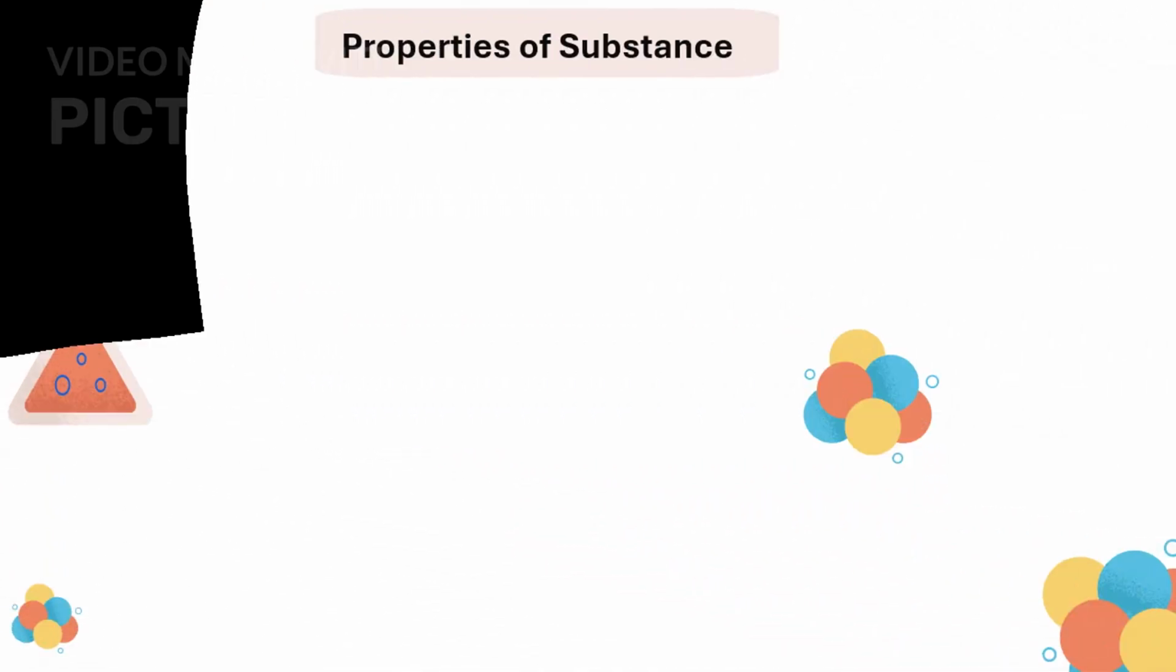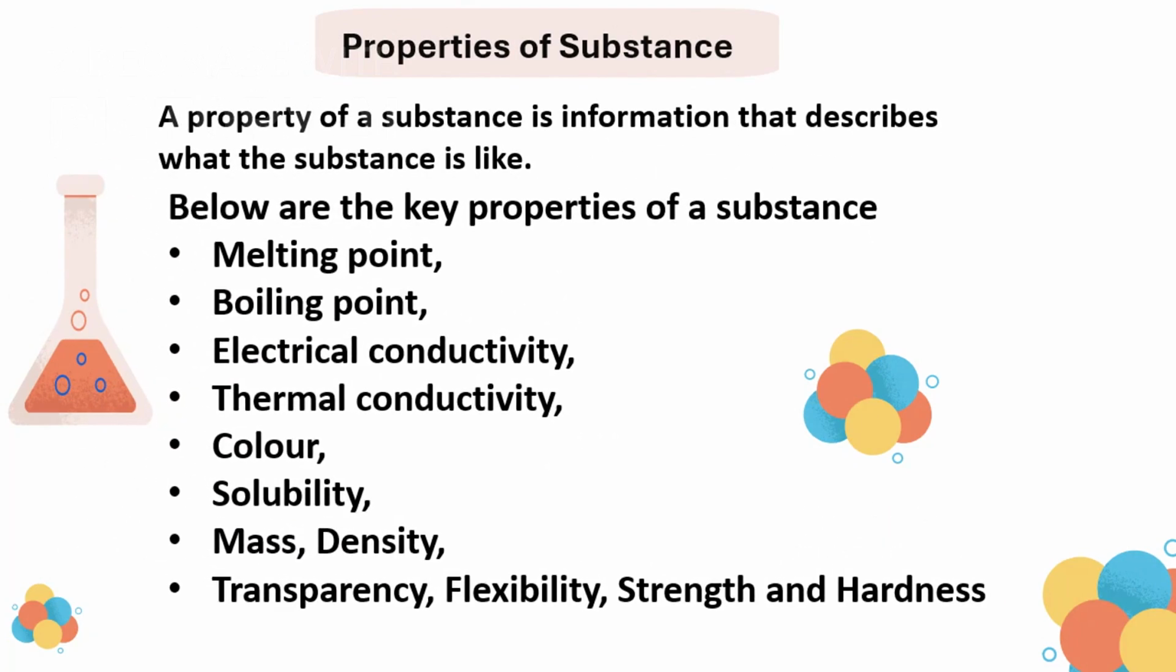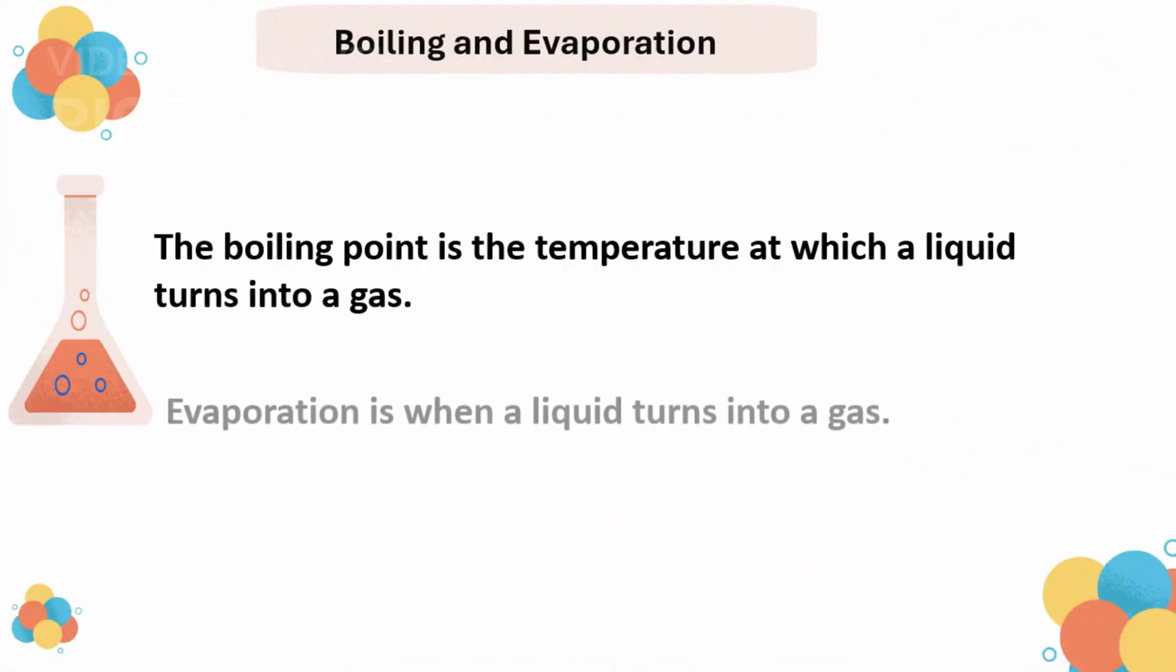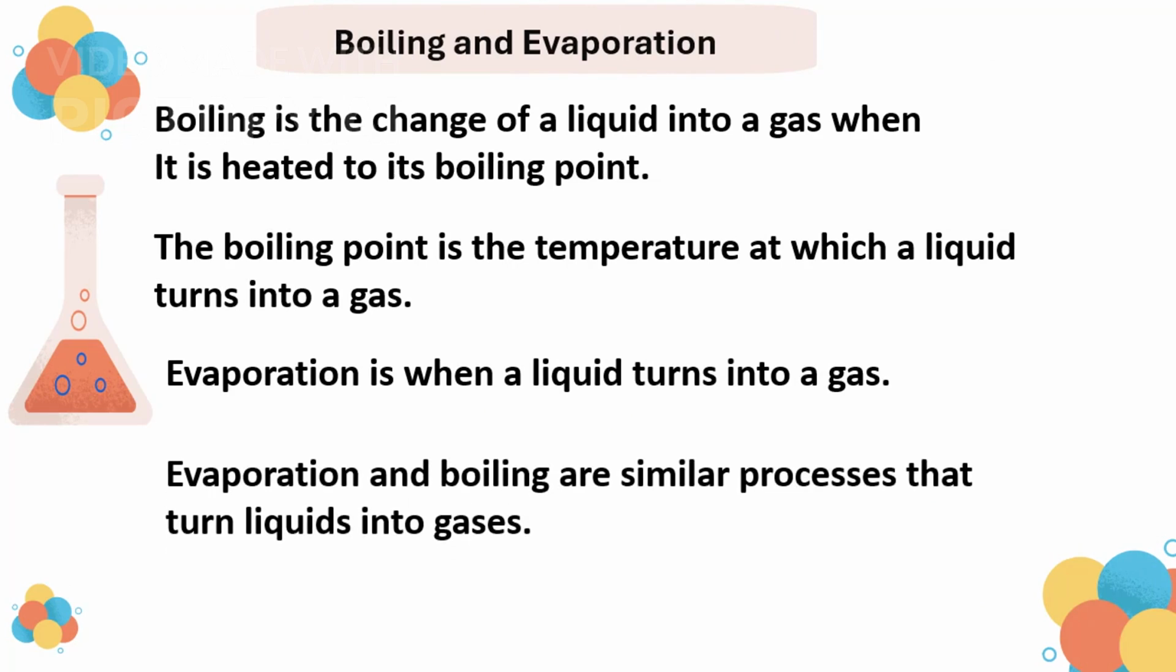Every substance has unique characteristics that make it different from others. These characteristics are called properties. Let's begin with two important changes of state: boiling and evaporation. The boiling point is the temperature at which a liquid changes into a gas. Boiling happens when a liquid is heated until it reaches this temperature. Evaporation, on the other hand, is when a liquid turns into a gas at any temperature. Although both involve liquids changing to gas, they are not the same process.